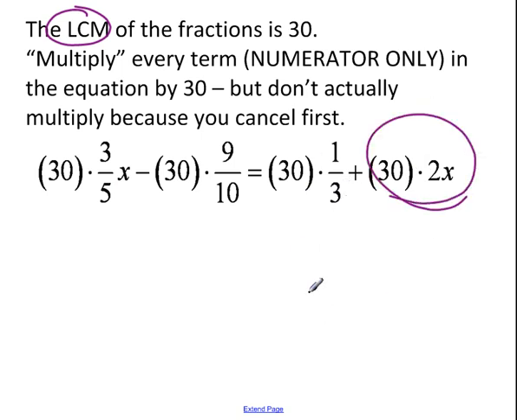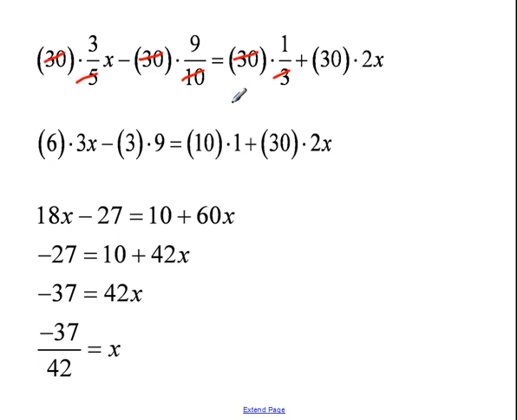What this is going to do is cancel out all the bottoms of our fractions. It'll make some of our numbers a little bit bigger, but it will make it where our fractions are gone and we can solve. So 30 divided by 5, when we cancel that out, makes 6. So we're left with 6 times 3x makes the 18x here. We do the exact same thing with all the rest of them.